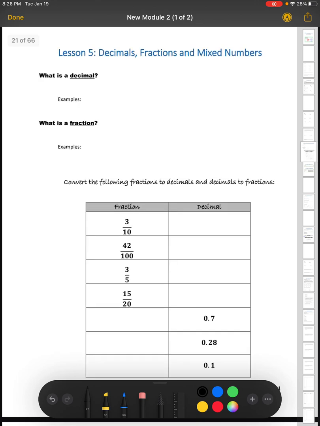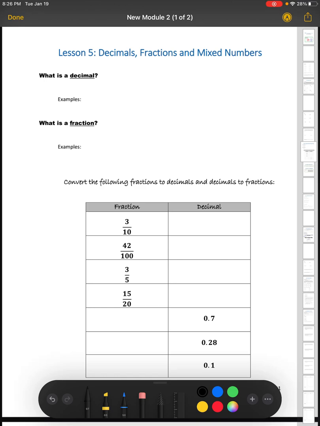This is the module that some coworkers and I worked on this summer, revamping. It was originally New York State Module 2. So in this lesson, we are setting you guys up for success in dividing fractions, which is a huge component of 6th grade and is outlined in Module 2. All right, so anyway, Lesson 5: decimals, fractions, and mixed numbers.